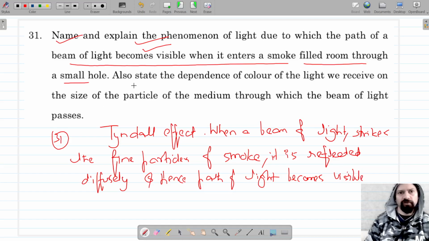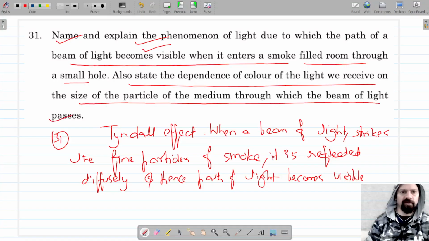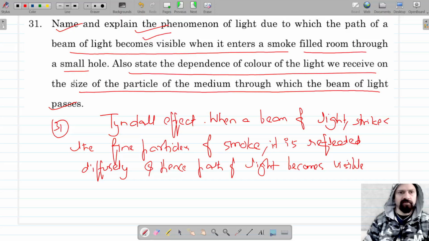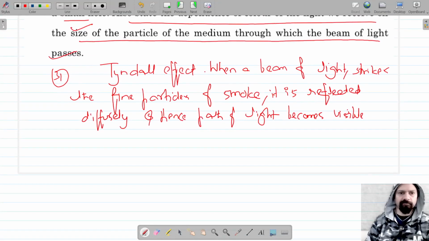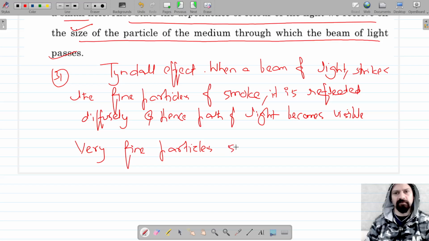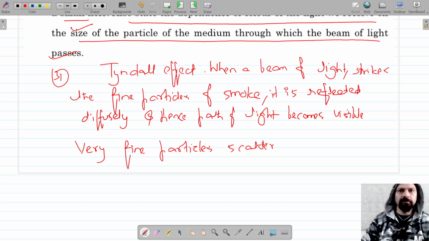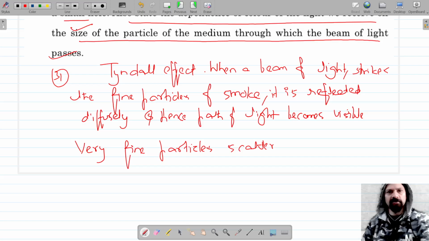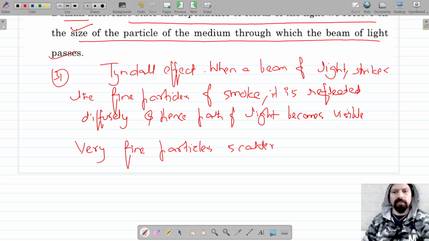Okay. It also asks us to state the dependence of the color of light we receive on the size of the particles of the medium through which the beam of light passes. Means which colors will be scattered by particles of different sizes. So very fine particles scatter light of shorter wavelength.